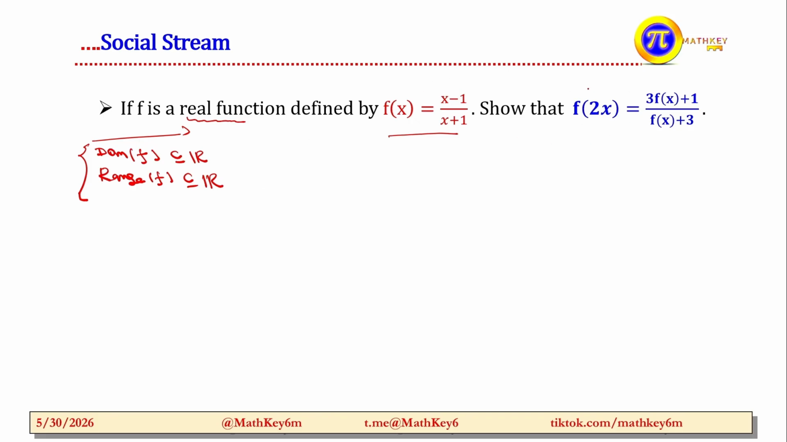Because of that, if f of x is given in the form of this one, then we'll try to show that f of 2x is equal to this. ይሄ መሆኑን ማሳየት ነው ዋናው ኤማችን. How can we show this? To show this, we have f of x equals x minus 1 over x plus 3.